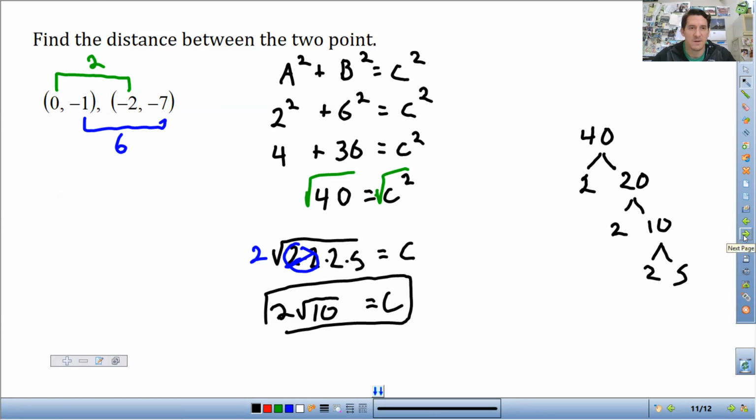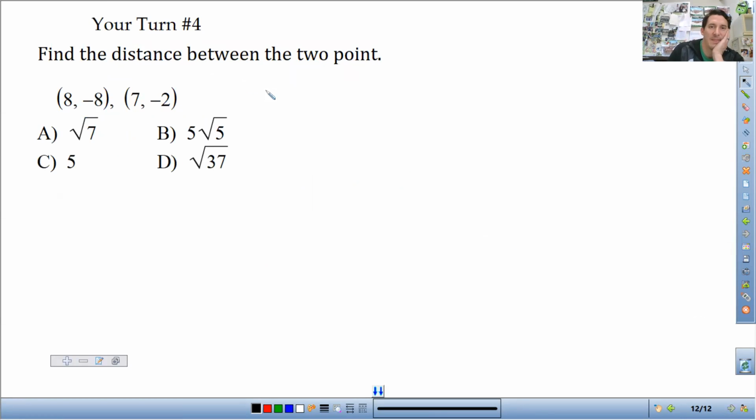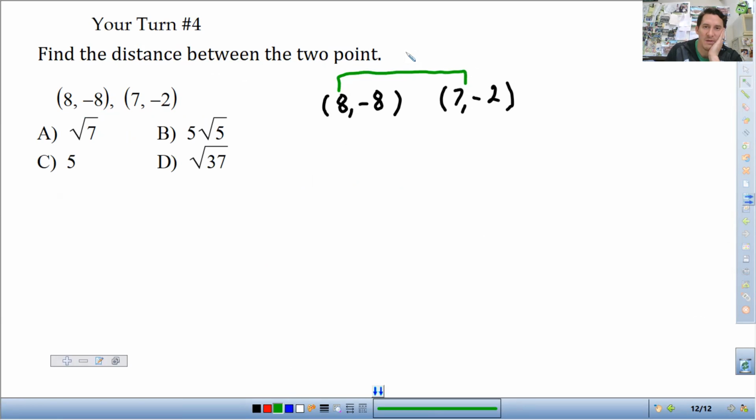All right, let's go ahead and just do one more. I'm going to write these just so I have more space between them. So 8 and -8, 7 and -2. How far apart are 8 and 7 on a number line? They'd be 1 apart. How far apart are -8 and -2? They'd be 6 apart. So that would be our A and B for the Pythagorean theorem.